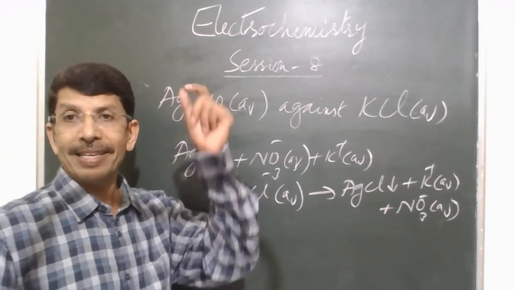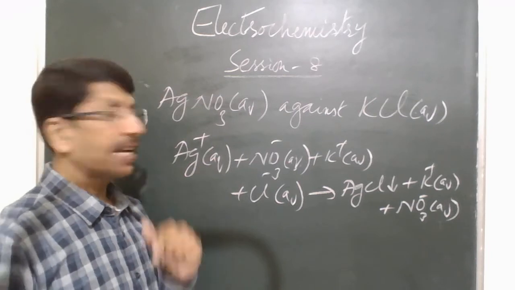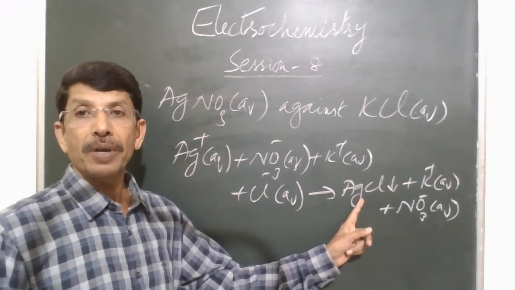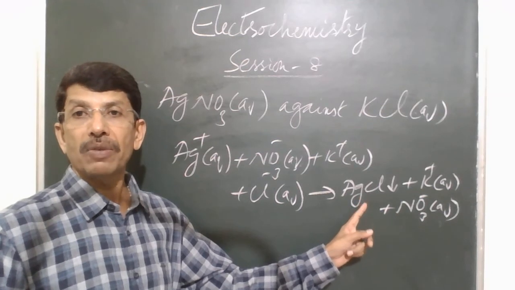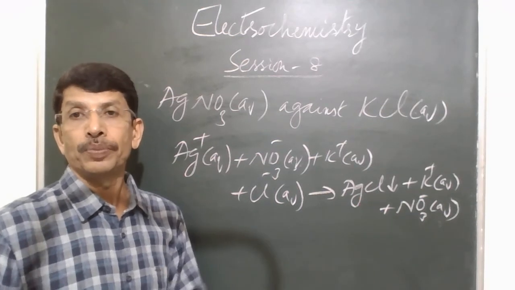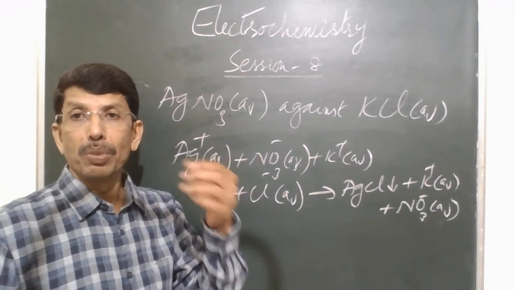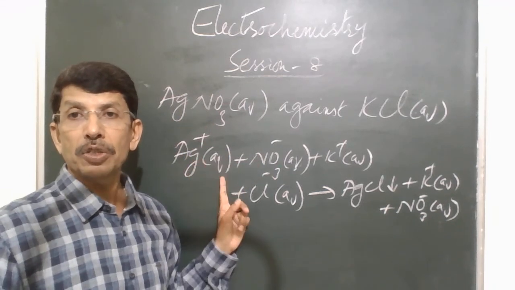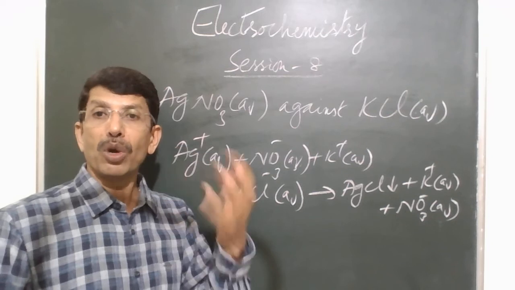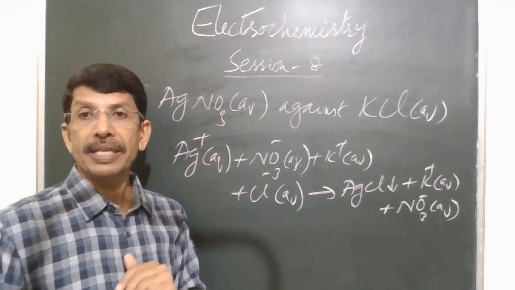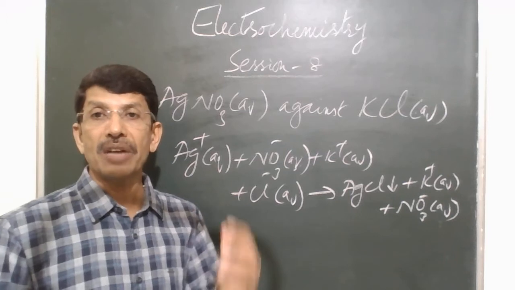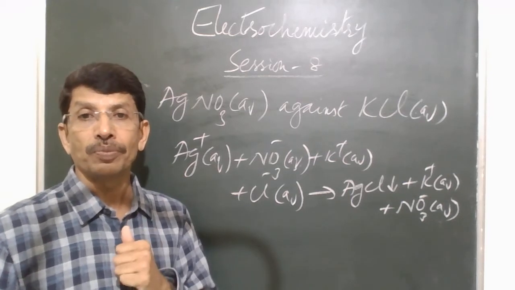When we add KCl solution from the burette to silver nitrate solution, silver ions are removed as insoluble silver chloride precipitate. As we add more and more potassium chloride solution from the burette to silver nitrate, more and more silver ions are precipitated as silver chloride. So there is a decrease in silver ion concentration during the titration.